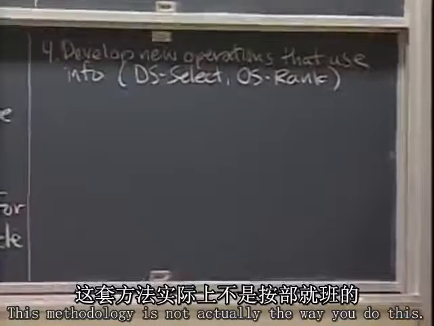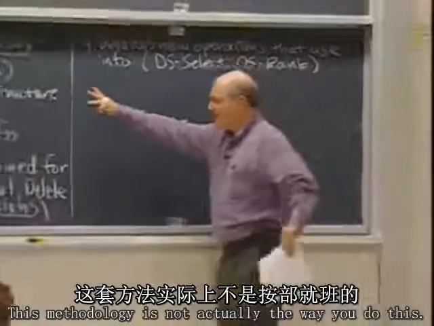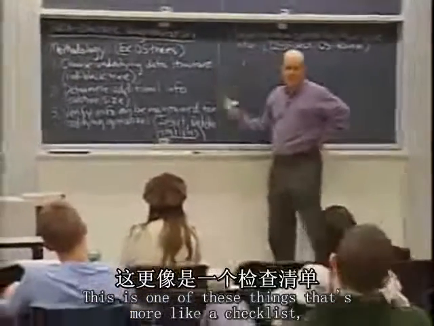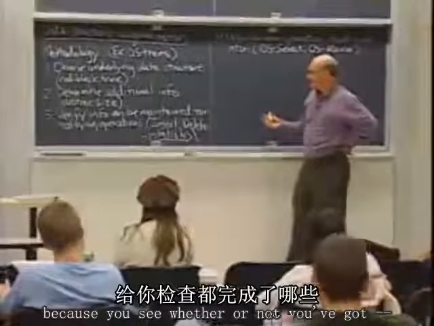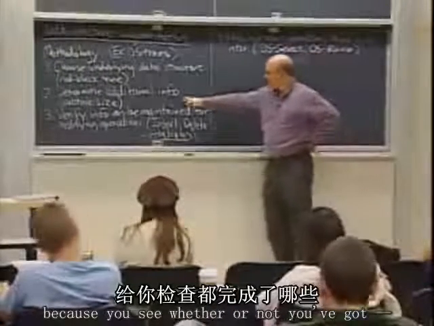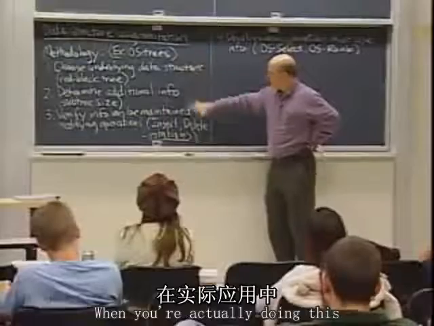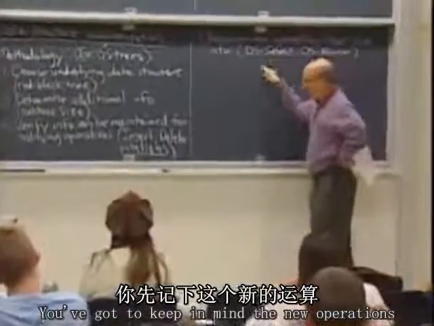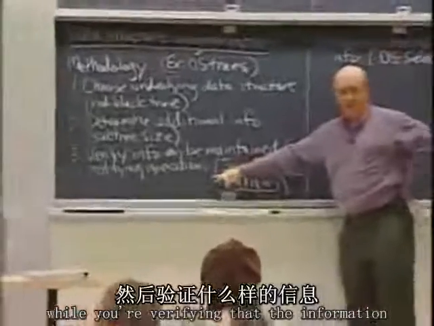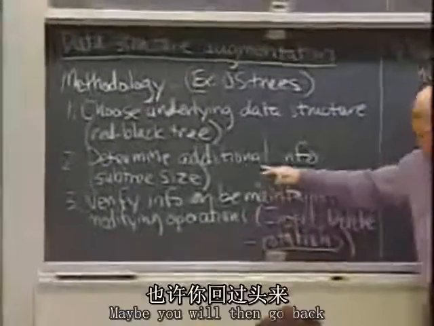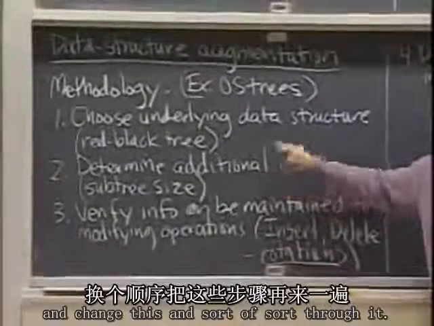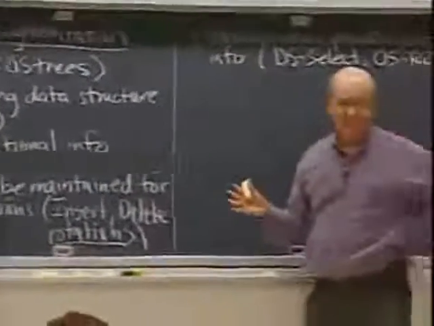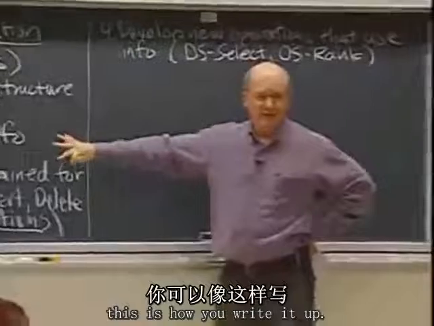So this methodology is not actually the way you do this. It's more like a checklist. When you're actually doing this, maybe you develop the new operations first. You have to keep in mind the new operations while you're verifying that the information you're storing can be maintained. Maybe you then go back and change this, and you sort of sort through it. This is more a checklist for when you're done, this is how you write it up.